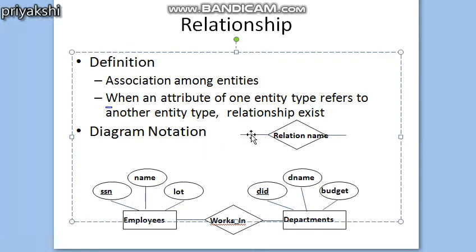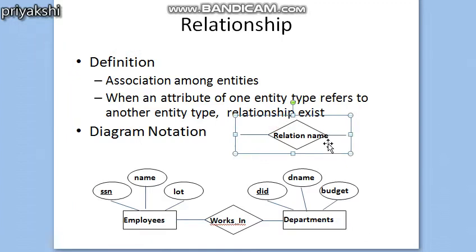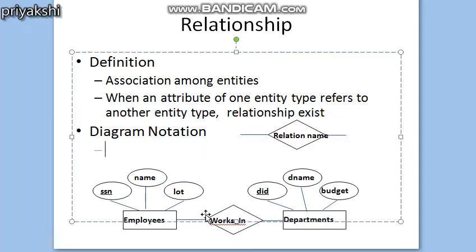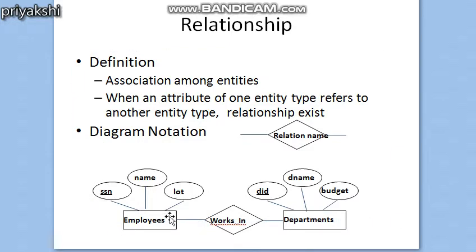The diagrammatical notation used here is the diamond, okay? The relationship name is written inside it, and two straight lines connect this relationship to its corresponding entities. Fine. Now let's take an example. What is a relationship? We have taken an example of two entities, employees and department. Employees have the attributes employee serial number, employee name, and employee lot. Department has the attributes department ID, department name, and department budget.